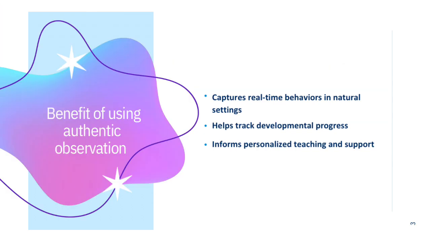Authentic or anecdotal observation is a valuable tool in early childhood classrooms because it captures children's behaviors, actions, and interactions in real time within their natural environment. These observations provide insight into a child's development across various domains: social, emotional, physical, and cognitive without interrupting their play or routine. Teachers can use this information to better understand each child's unique strengths, needs, and interests.